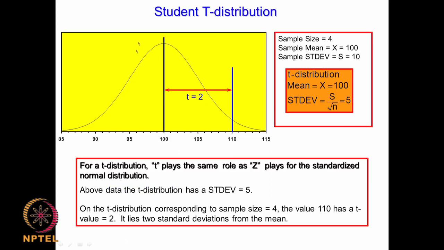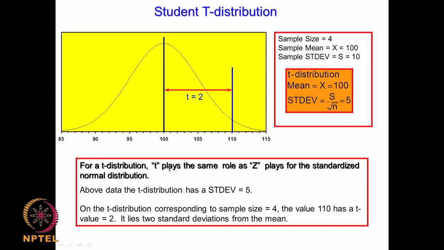So again we come back to the student T distribution. Student T is almost like Z, they play the same role. Z you have in the standardized normal distribution, whereas T value you have in a normal distribution with a very small sample size. So if I have a sample size of 4, mean is 100, sample standard deviation is 10, then when I do a T distribution, mean is still 100, the standard deviation will be 10 divided by square root of 4, that is 10 by 2, which is 5. So this is what it is.